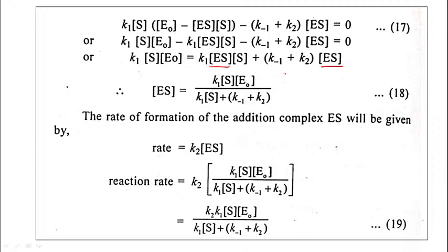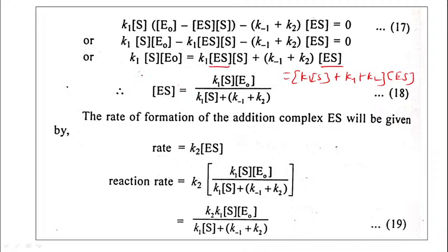So we can write here, you have to see K1 into concentration of the substrate plus K minus 1 plus K2 into concentration of the ES. ES is common here.